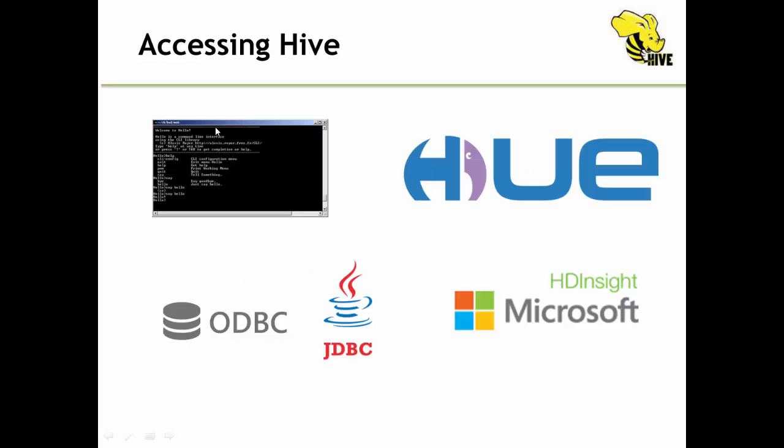Hive data can be accessed using command line interface, which Hive provides, and then ODBC, which is open database connectivity that lets you connect to most of the data consuming applications. JDBC lets you connect to Java oriented applications. It has Hue editor, which is nothing but a user interface for Hive that is provided in most of the Hadoop ecosystems. And then there is HDInsight by Microsoft that also lets you query Hive.